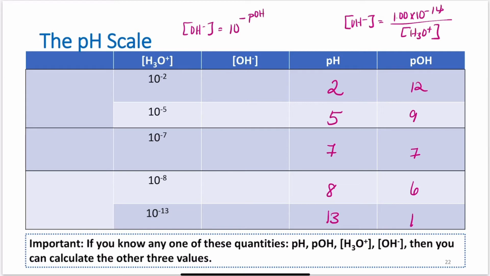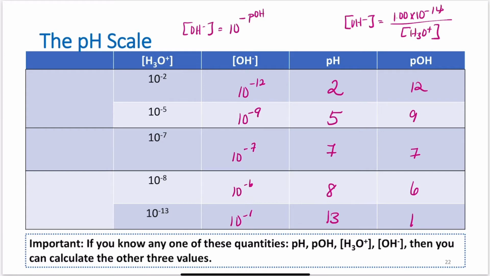I don't care which way you do it, but you're going to find that your hydroxide concentration is 10 to the minus 12, 10 to the minus 9, 10 to the minus 7, 10 to the minus 6, and 10 to the minus 1. And then if you hadn't found pOH yet, you could take negative log of this to get to pOH as well. And there's multiple ways you can manipulate these around, and I want you to practice with that and see how these all come together and start seeing if you can connect everything.